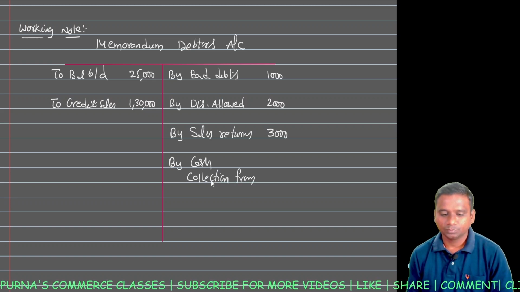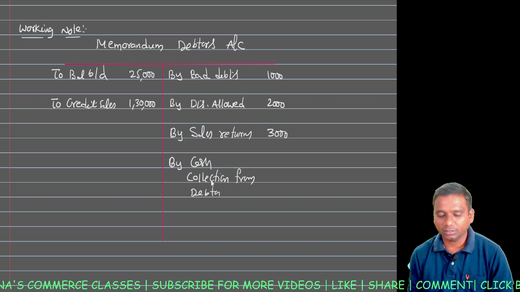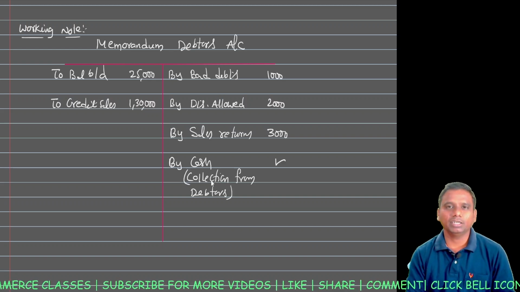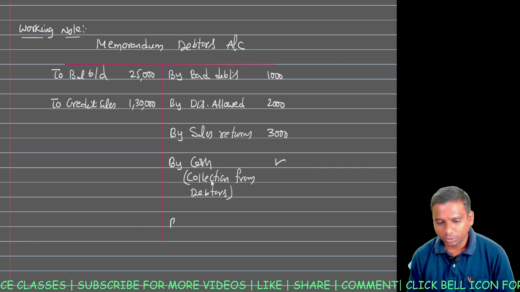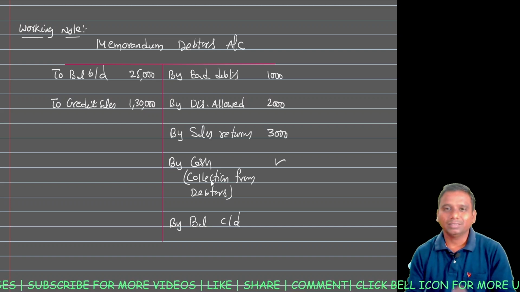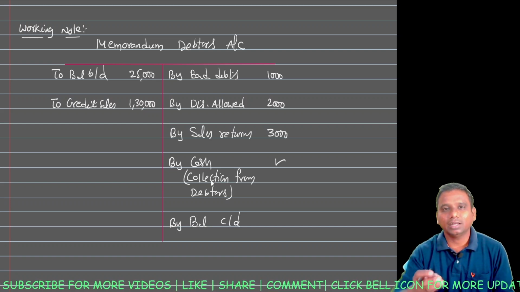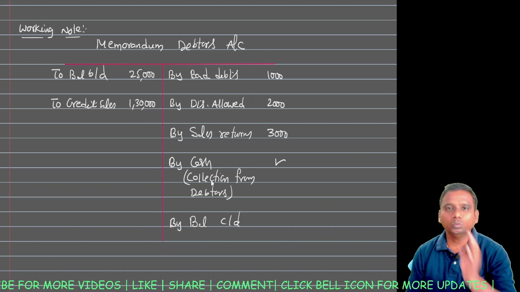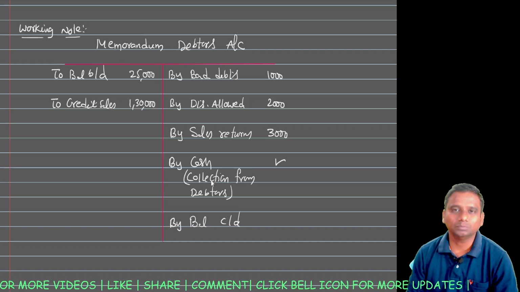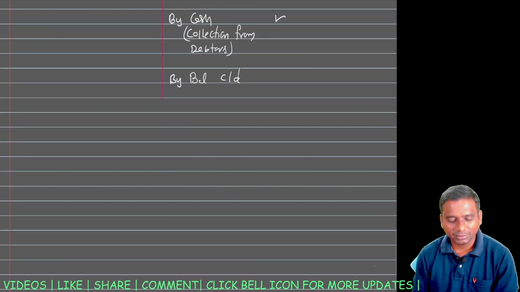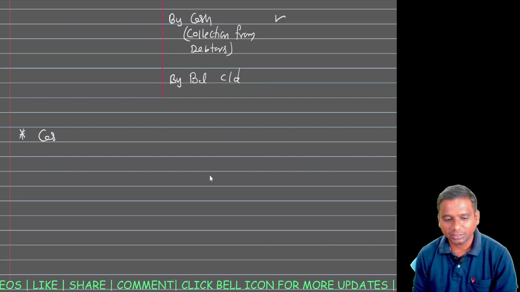Now, after this, we write cash collection from debtors. If you write collection from debtors finally, then what do you get? This account shows some balance. That balance is nothing but the amount due from debtors. But here the problem comes, how much cash was collected from debtors? Yes or no?